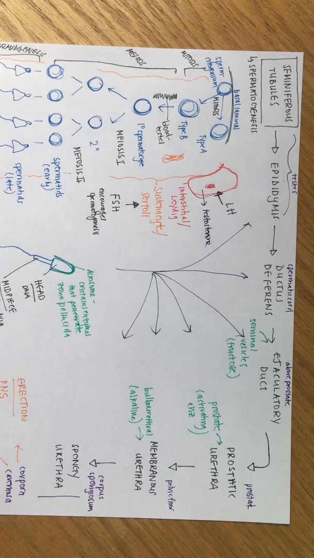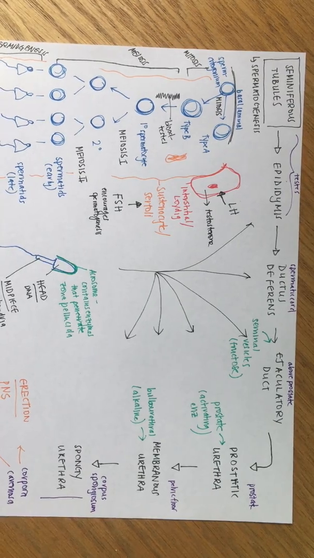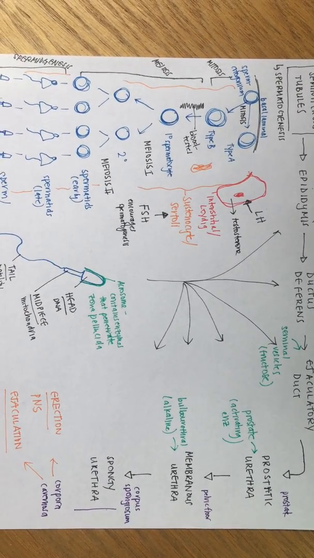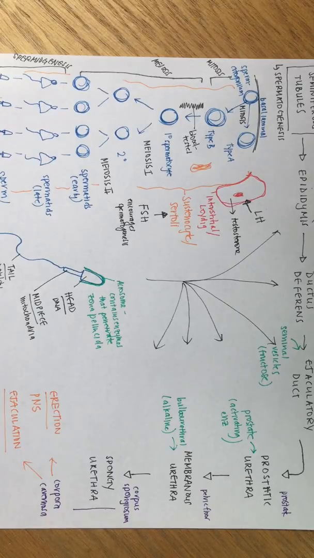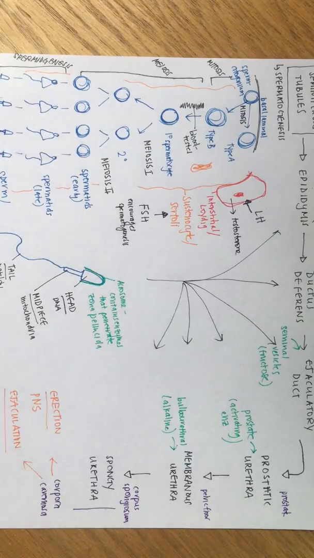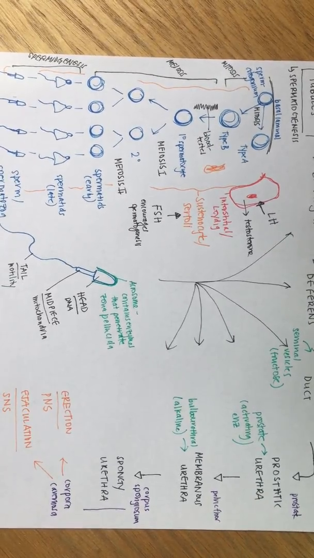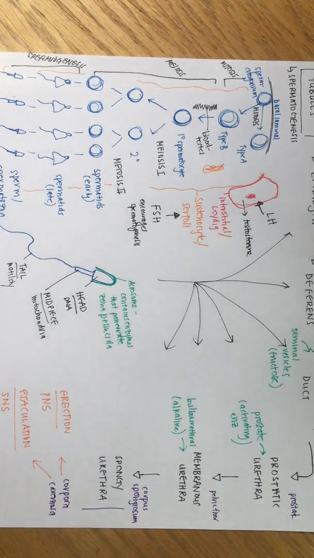We then travel into the spongy urethra, which is found in the corpus spongiosum, which is our erectile tissue in the penis. The corpus spongiosum and the corpora cavernosa are two types of erectile tissue. Erection will be initiated by the parasympathetic nervous system. Ejaculation will be elicited by the sympathetic nervous system. And so ultimately, sperm will then leave the body after ejaculation.